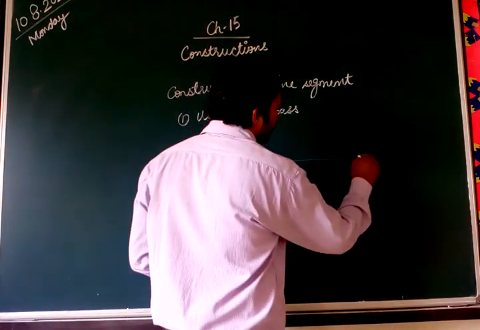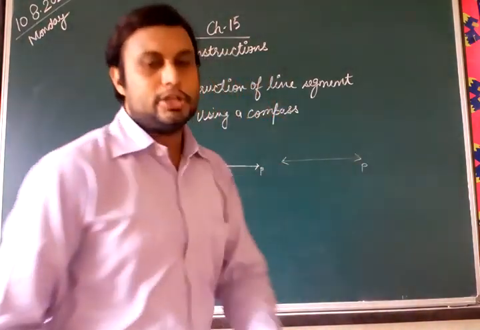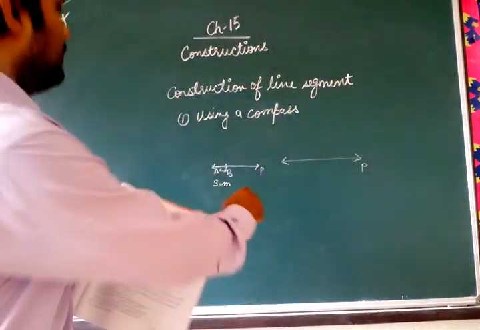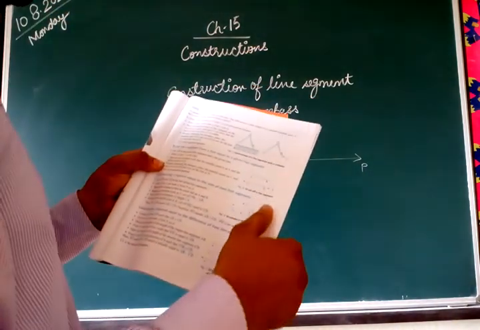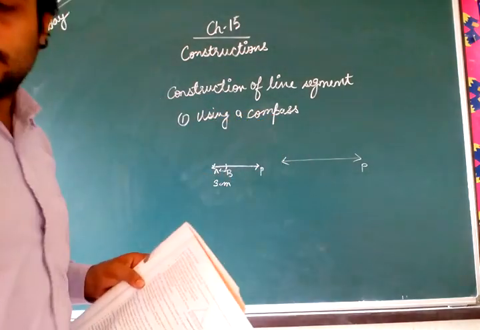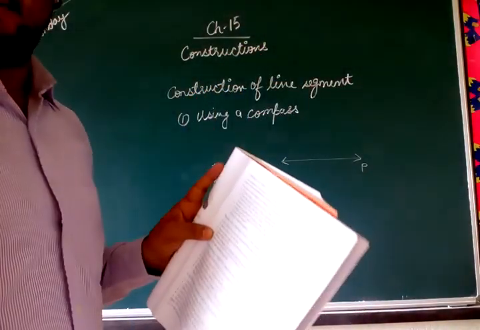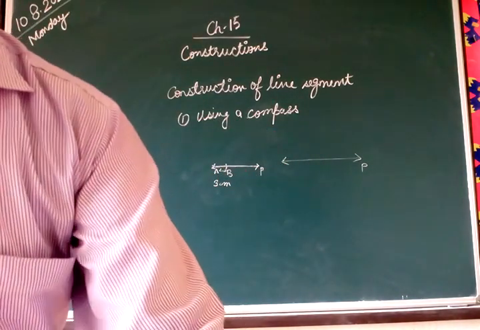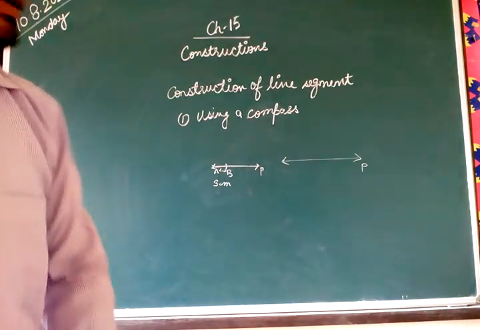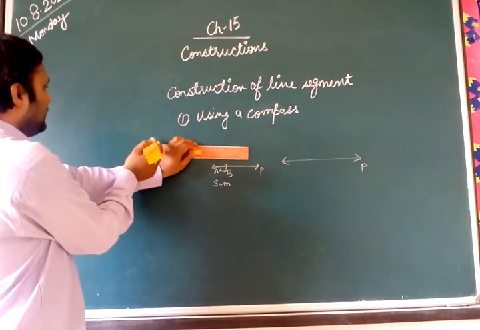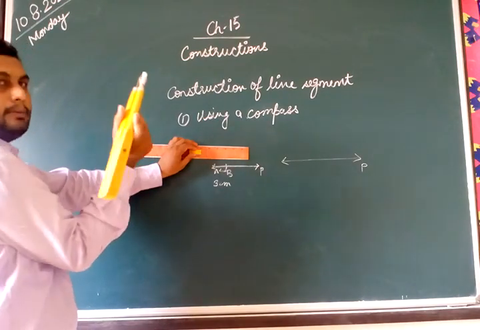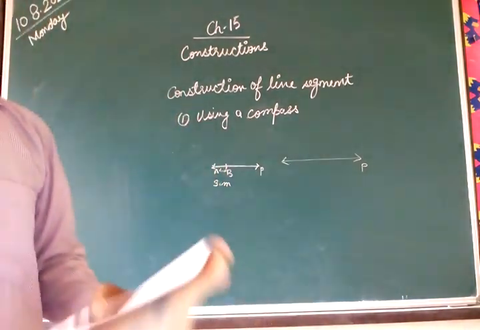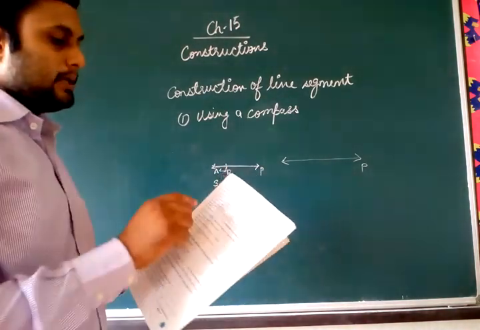You draw a line segment P, as shown in your figure. Then place the metallic point of the compass on the ruler's 0 position, and we draw a line segment of 3 cm. Then we put the initial position here and draw an arc. So, put the metallic point of the compass on the 0 point of the ruler and open it out such that the pencil point is at 3.6 cm.